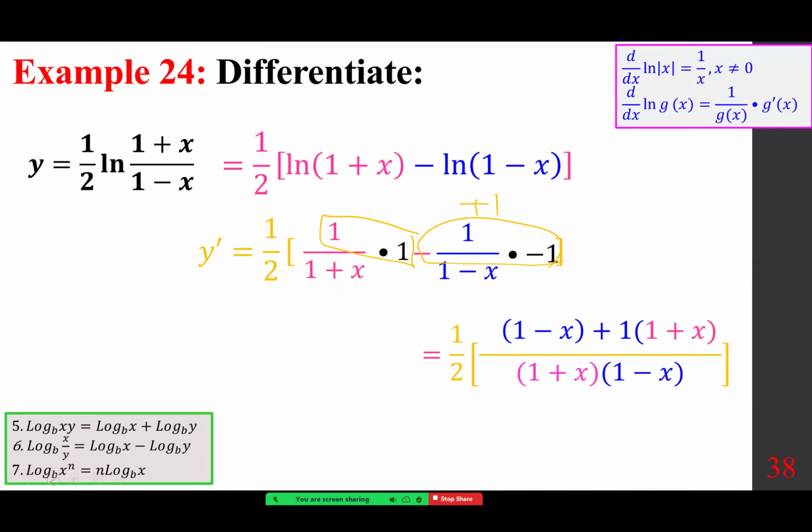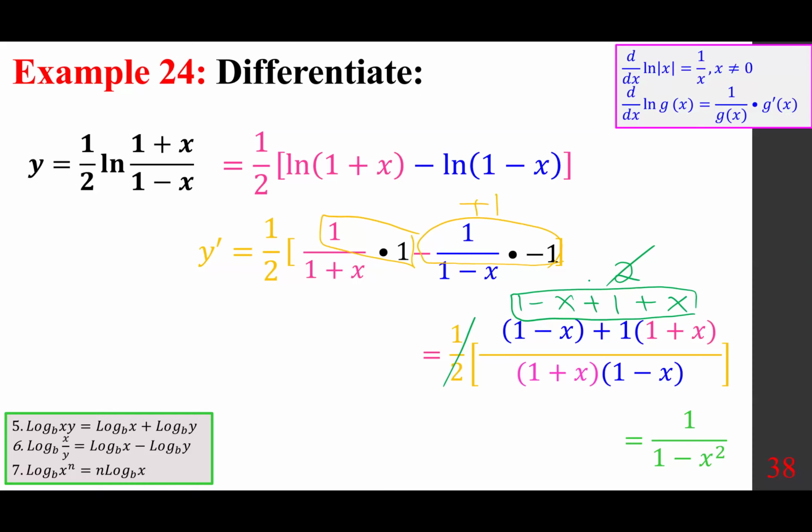And we simplify the numerator as follows. This is 1 minus x plus 1 plus x. And I hope you see the numerator simply changes to 2. These two cancel each other. And we can write the denominator the way it is, or the product of 1 plus x and 1 minus x is 1 minus x squared, your choice.